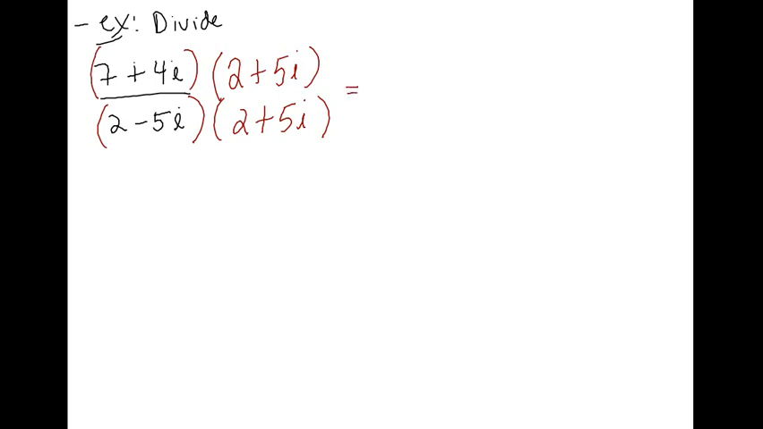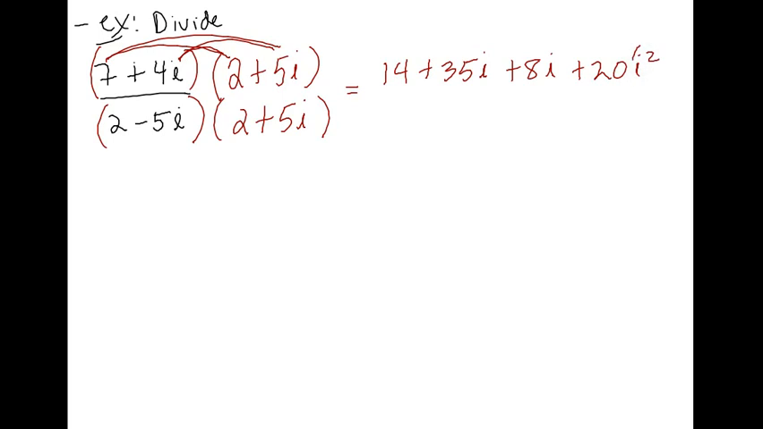Okay, we're going to multiply everything out. We're going to use our FOIL process. So when we multiply our first terms, we end up with 14. When we multiply the outside terms, this should give us our 35i. Multiplying our inside terms, it should give you 8i. And multiplying your last terms, you get 20i squared. We talked about i squared already, -1.